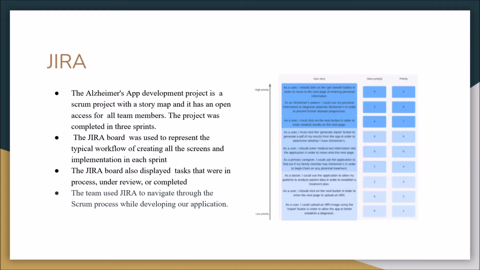Jira. The Alzheimer's app development project is a Scrum project with a story map, and it has open access for all team members. The project was completed in 3 sprints. The Jira board was used to represent the typical workflow of creating all the screens and the implementation in each sprint. The Jira board also displayed tasks that were in process, under review, or completed. The team used Jira to navigate through the Scrum process while developing our application.